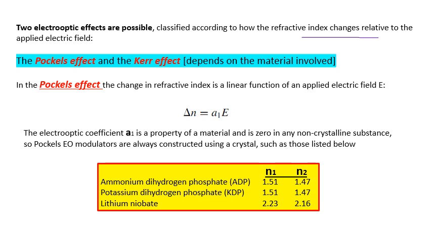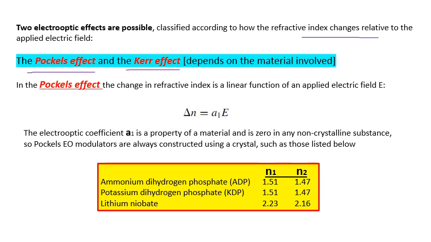The two phenomena are called the Pockels effect and the Kerr effect. It depends on the materials. For the Kerr effect, different materials are used, and for the Pockels effect, different materials are used. Both phenomena can be used in electro-optic devices. Definitely we have to use a crystal exhibiting this kind of property, double refraction or something like this.